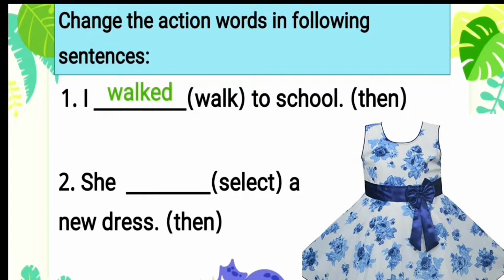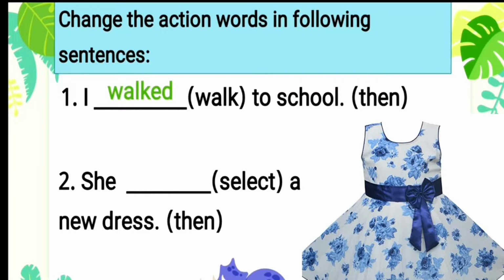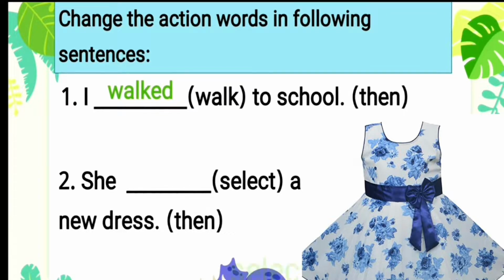And number 2, you have to do it. I'll not tell it. You'll tell it first, okay? She dash a new dress. Remember that? Just now we have done it. And you have to change it into then form. 1, 2, 3, 4, 5 and 6. Time's up. So it will be then form, selected. Like this way, right? Yes. Now let's go for the next.